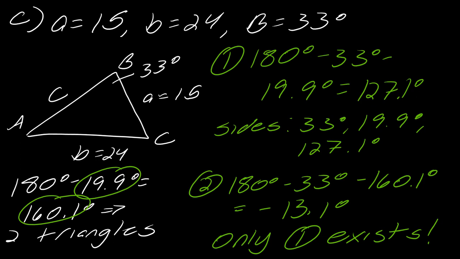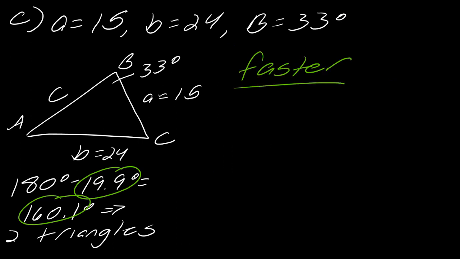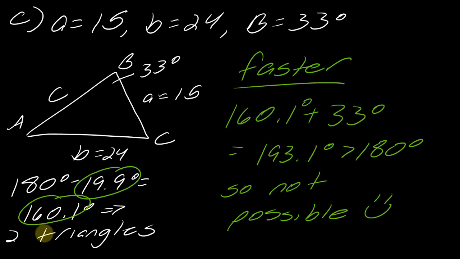Okay, so that's logically what's happening. Now you might remember that I was telling you about that third tip. I'm going to show you a faster way to figure this out versus having to do all these calculations. There's a much faster way. I took 180 minus 19.9 and got 160.1. This potential other triangle angle, if I add it to the given angle, so 160.1 plus my given 33, look at what happens.